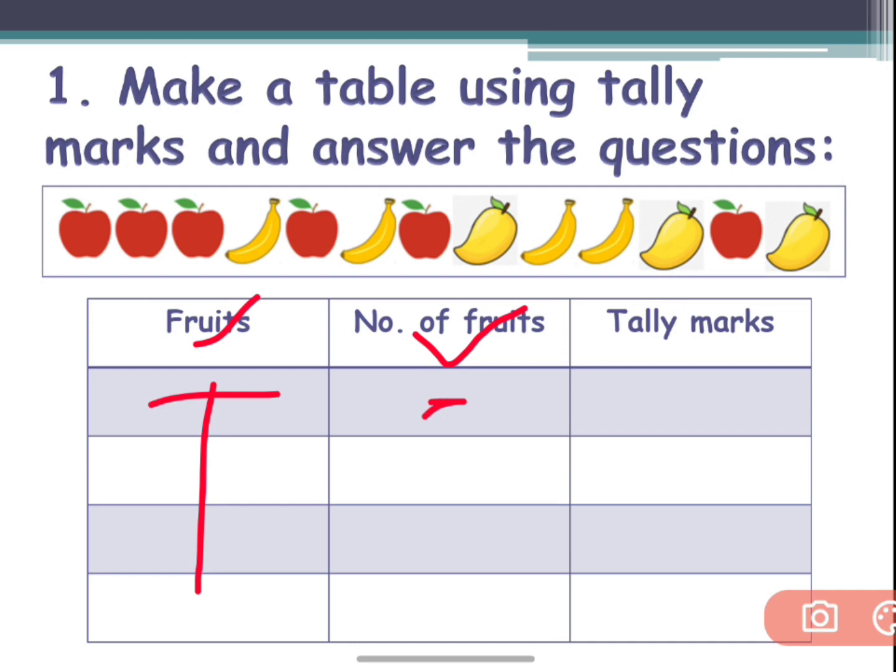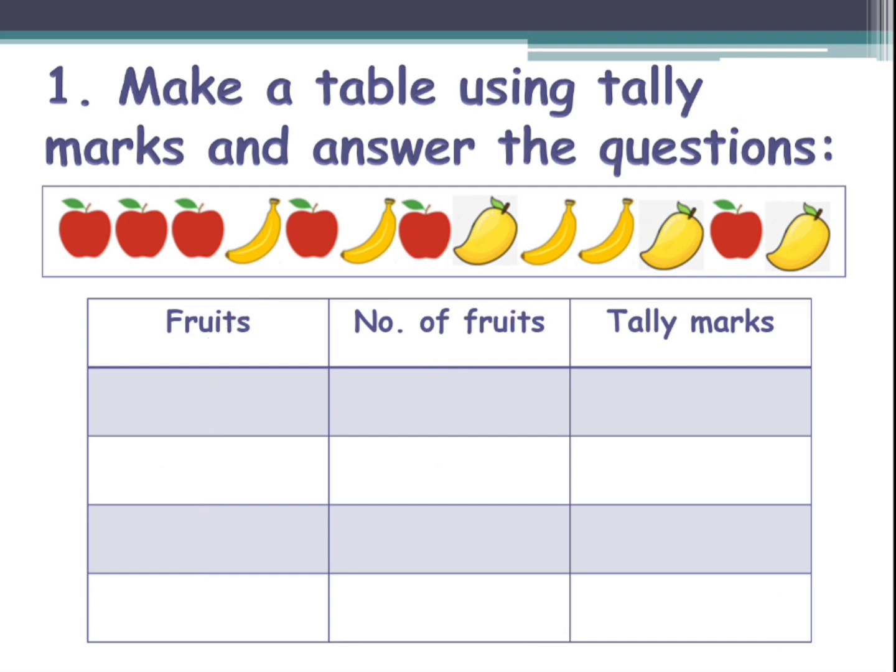For example, if pineapples are there, 3 pineapples, here you will write pineapple. How many pineapples? 3 pineapples. You will write 3. Banana: you will write banana and there are 4 bananas, so you will write 4 here. Children, in this way you need to make the table and write it. Now let's start with apples.